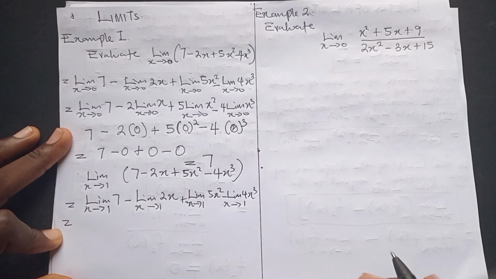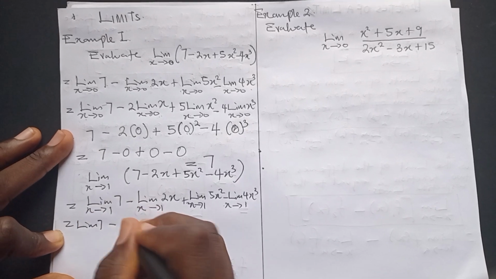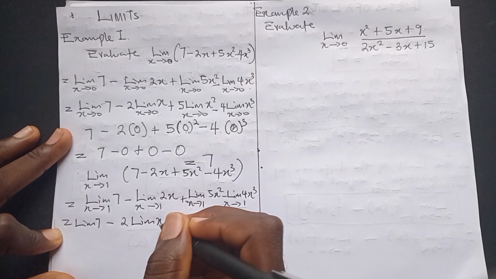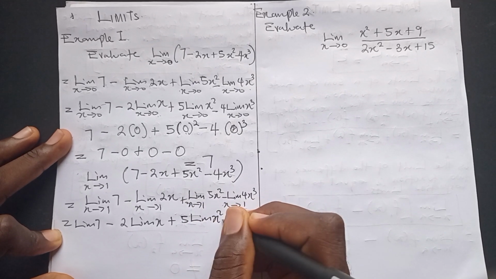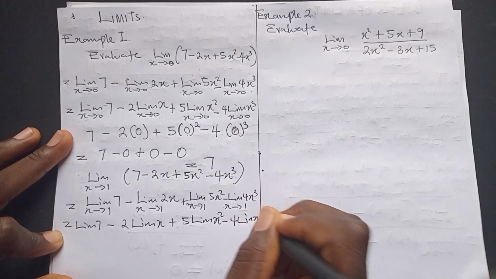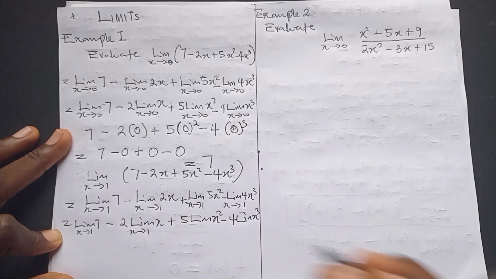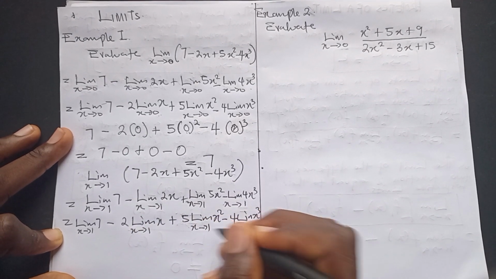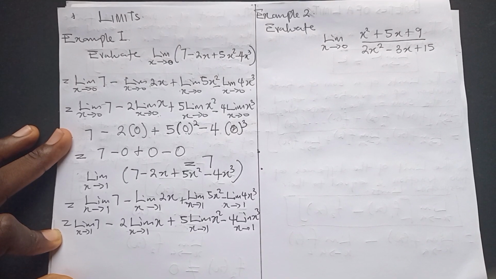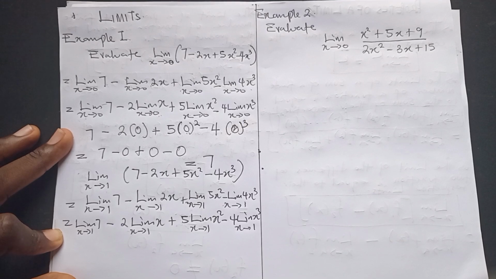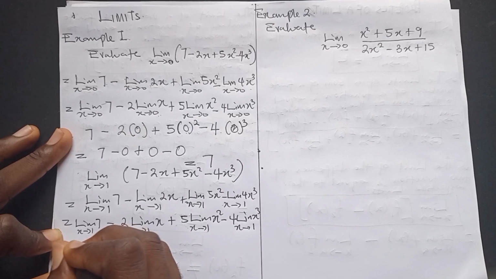So this is equal to lim 7 minus 2 lim x plus 5 lim x squared minus 4 lim x cubed, with x tending to 1 in each. So like I said, wherever you see x when x approaches 1, you substitute it with 1.